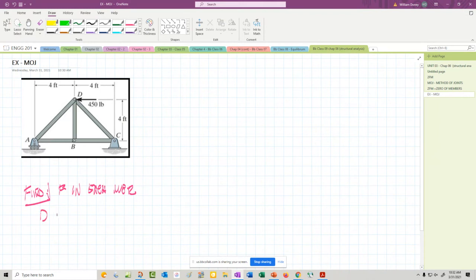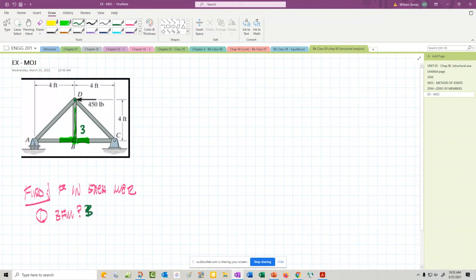All right, what are our steps? First, check if there's any zero force members we can get rid of. Now, you could say, look at this joint right here. I have 2 that are linear, and then I have a 3rd one that comes down. Starting with B, I would say, hey, that's probably correct. But the other end ends up forming a joint with 2 others that are not collinear, and there's a loading there.